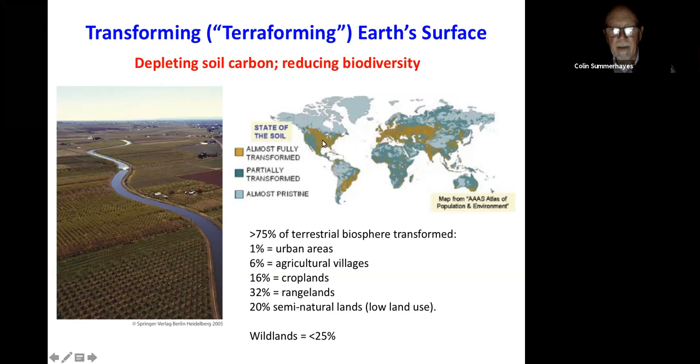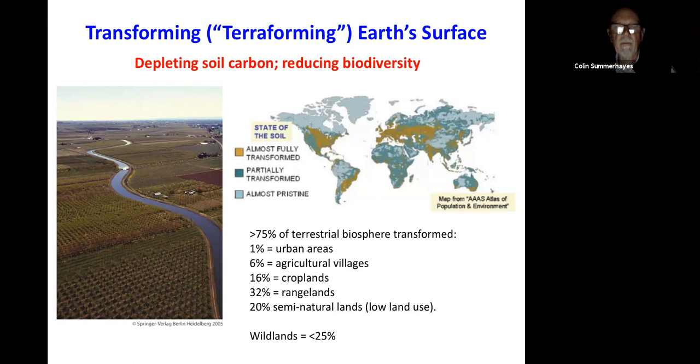We need to think about ways of putting carbon back into the soil and improving its biodiversity. We have actually transformed more than 75% of the terrestrial biosphere by our agricultural and forestry processes and farming, beef and what have you. We're left with less than 25%, which is wildland. So that's another thing that's happening with the Anthropocene.